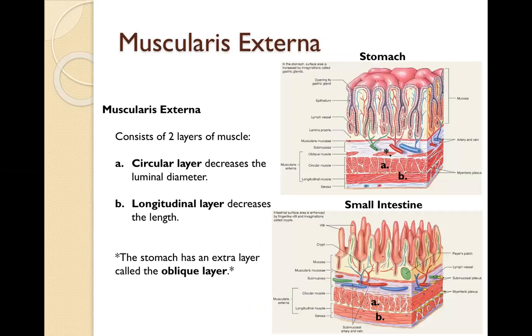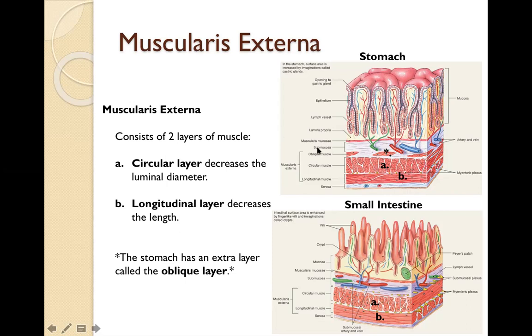So if we go a little bit deeper than within the submucosa, there is another region called the muscularis externa. So don't get confused here. We have some common names. We have the muscularis mucosa that separates the mucosa and the submucosa. And then within the submucosa, there's another layer of muscle. And actually, there's multiple layers of muscle. And this is referred to as the muscularis externa.